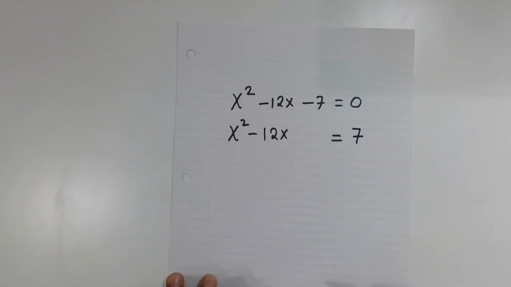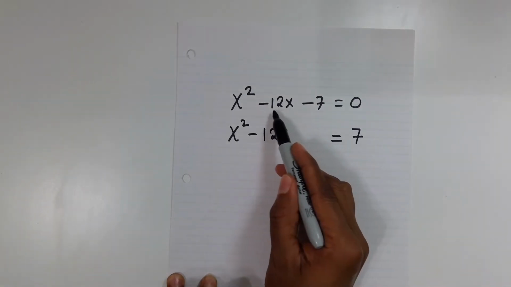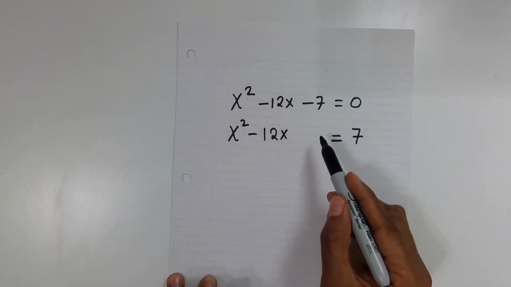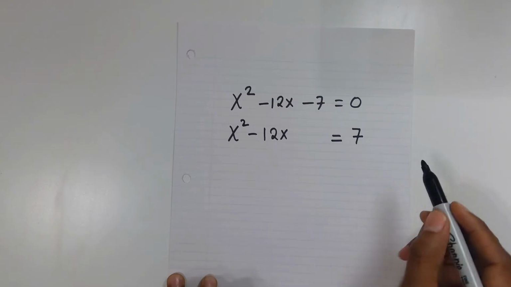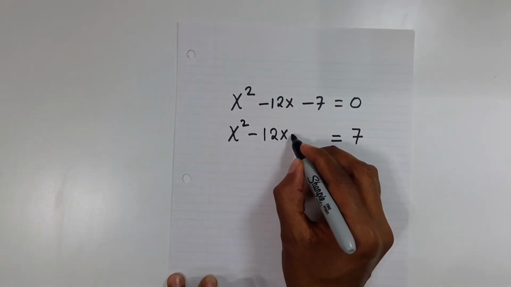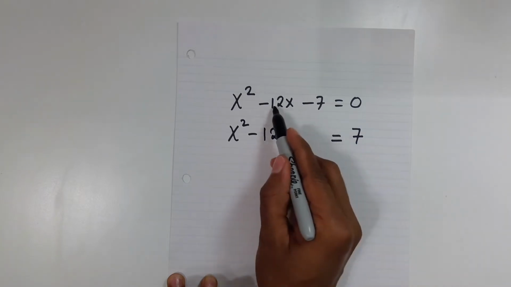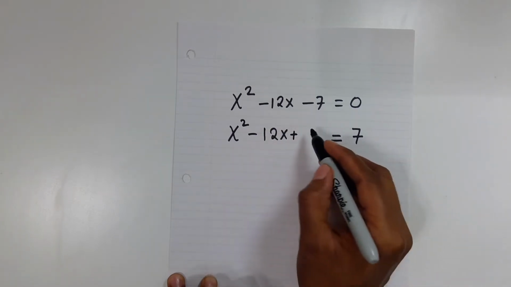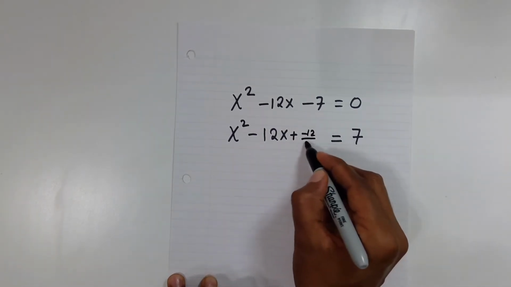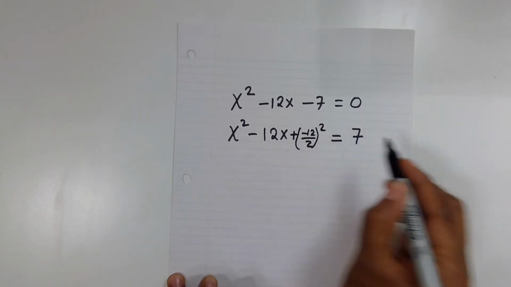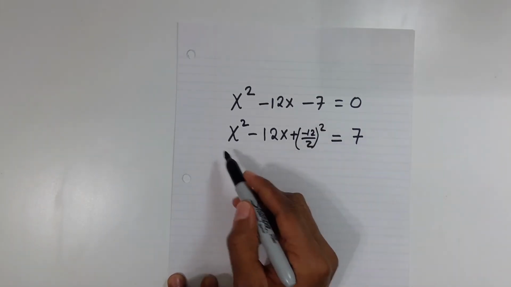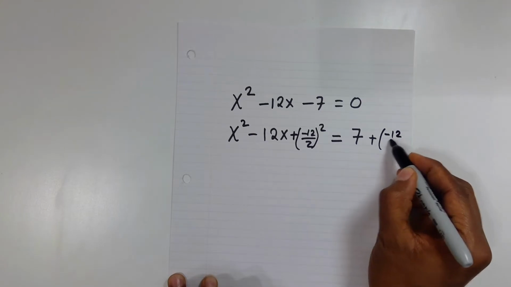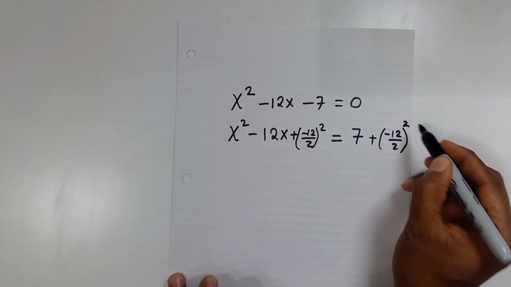The next step is to divide the coefficient of the x term by 2 and square it, then add that number to both sides of the equation. The coefficient of the x term is negative 12, divided by 2, and then you square that. Because you added to this side of the equation, you also have to add on the other side of the equation: negative 12 divided by 2, squared.